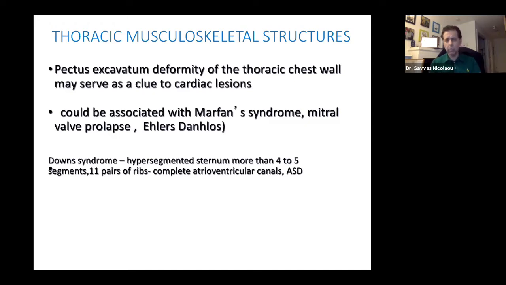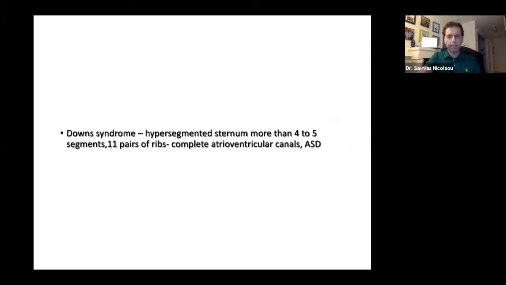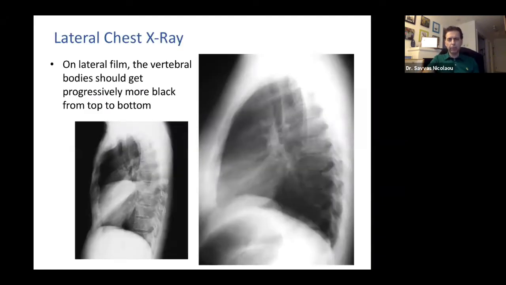Also remembering Down syndrome, for people that do pediatrics: hypersegmented sternums, more than 4 to 5 segments, and 11 pairs of ribs, not 12 pairs of ribs, are associations with Down syndrome, and those patients have complete atrioventricular canals and ASD defects, so they have congenital heart disease. So it's very important to understand that once you identify a thoracic chest wall abnormality, you might also have a congenital heart disorder. Now, lateral chest radiograph.